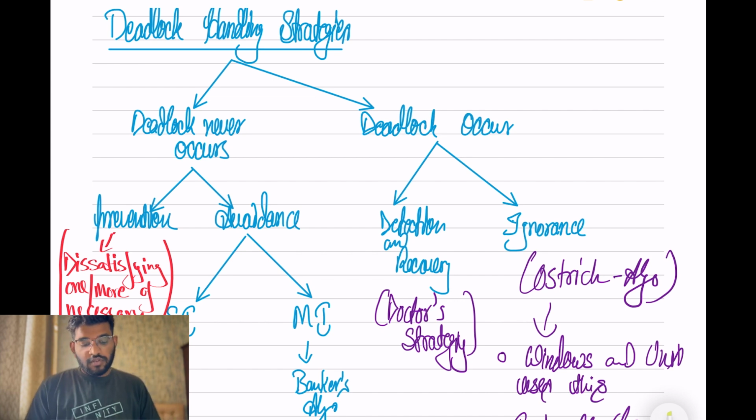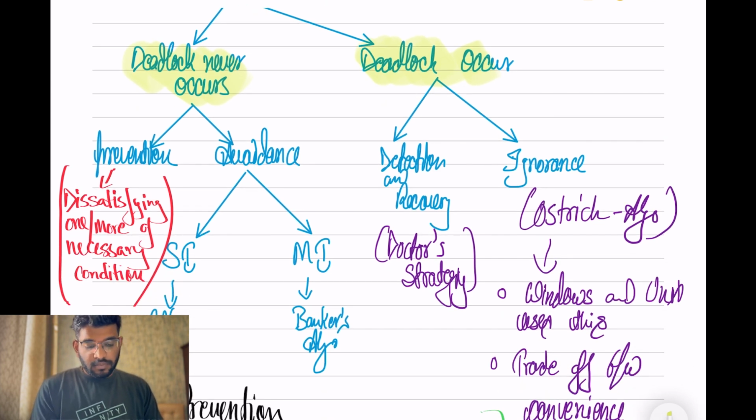So, deadlock handling strategies. One is to prevent deadlock, so that deadlock never occurs. Second is deciding what we do when deadlock occurs. First we will discuss how to avoid deadlocks. First is prevention. Dissatisfying any one of the necessary conditions will prevent deadlock. But how to avoid the deadlock? To avoid deadlock, for single instance resources we use RAG, the resource allocation graph, and for multi-instance resources we use Banker's algorithm. If deadlock occurs, then detection and recovery is done using the doctor's strategy.